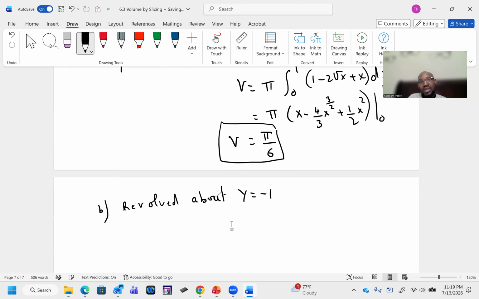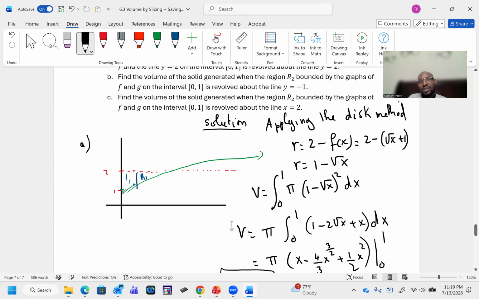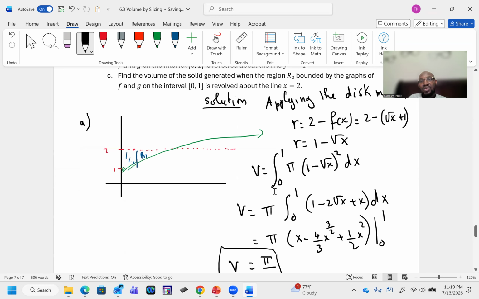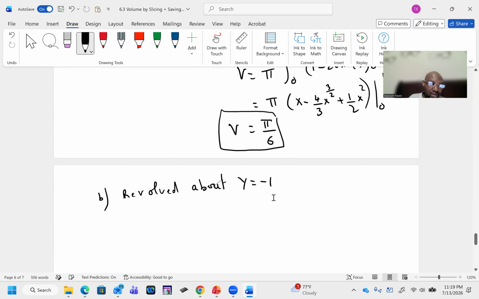So you see, when it was revolved about y is equal to 2, we did what? 2 minus f of x. So in this case, it will be f of x plus 1, or 1 plus f of x, right? Because it will revolve.